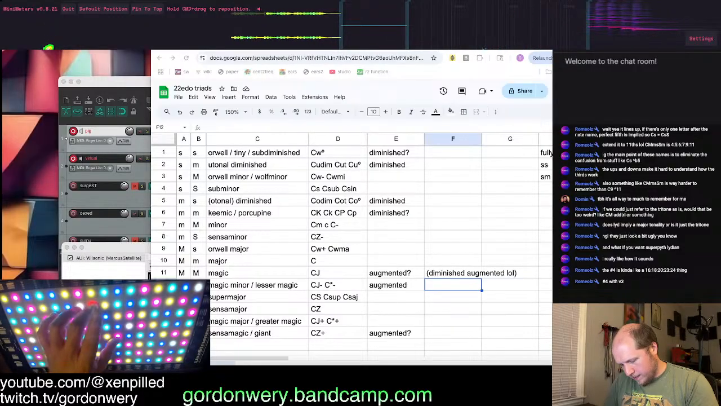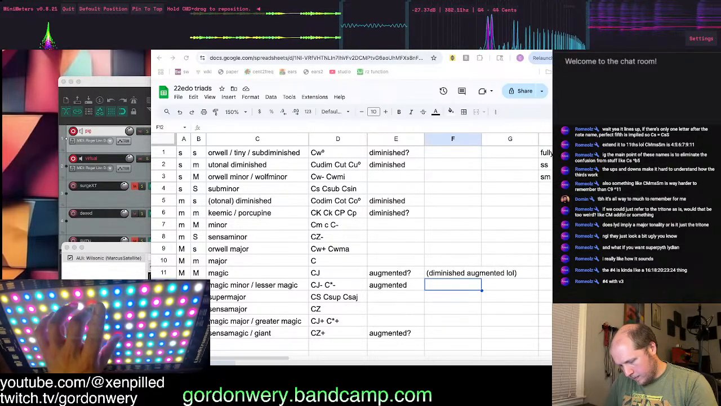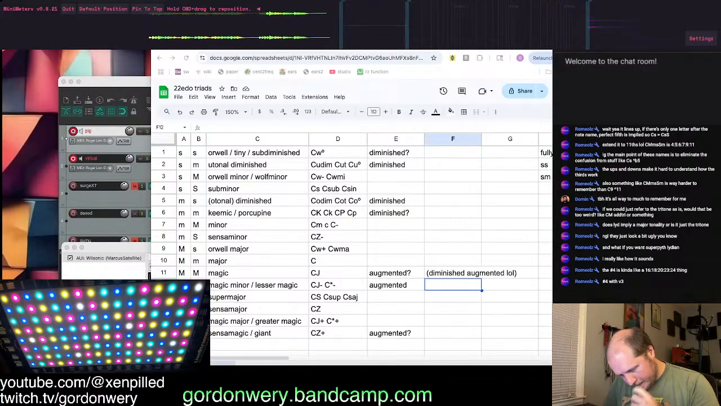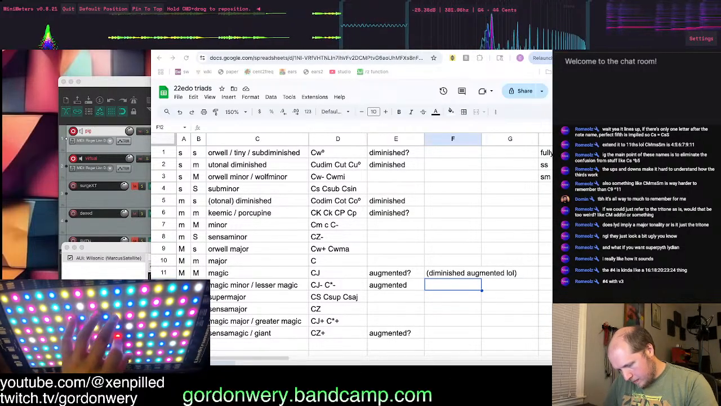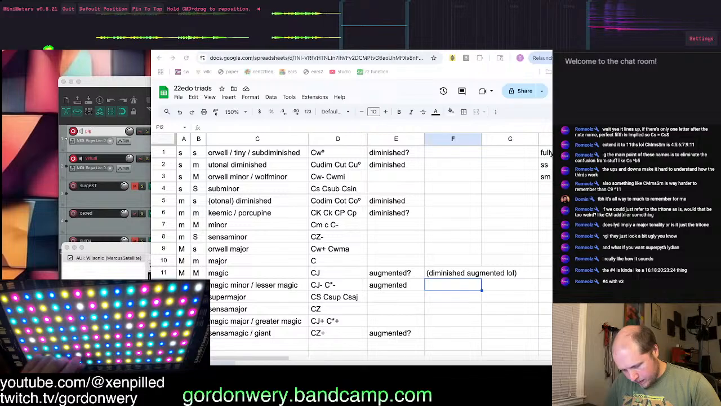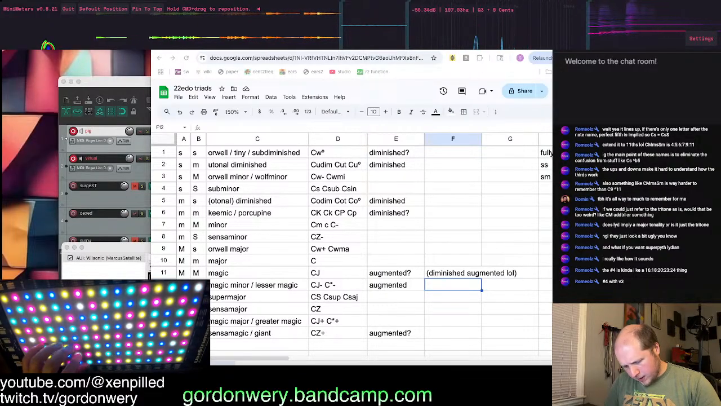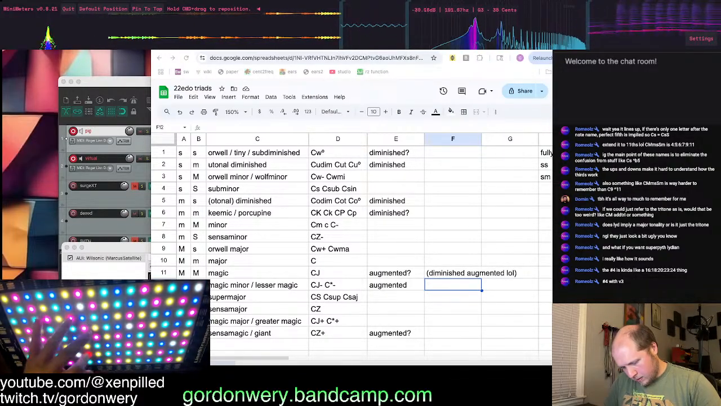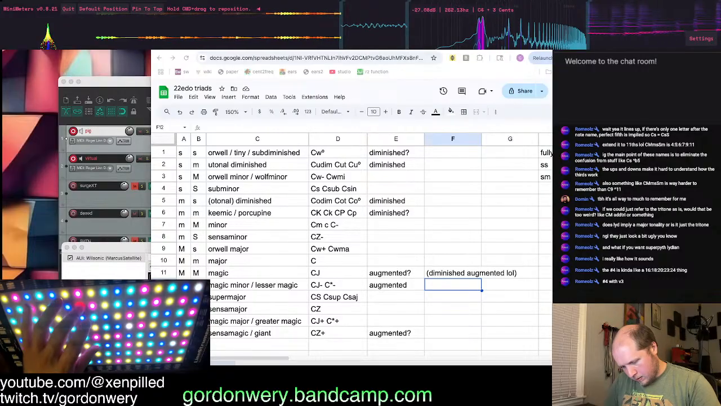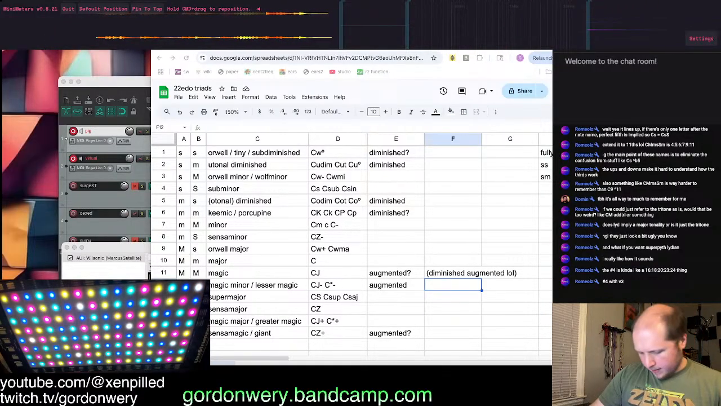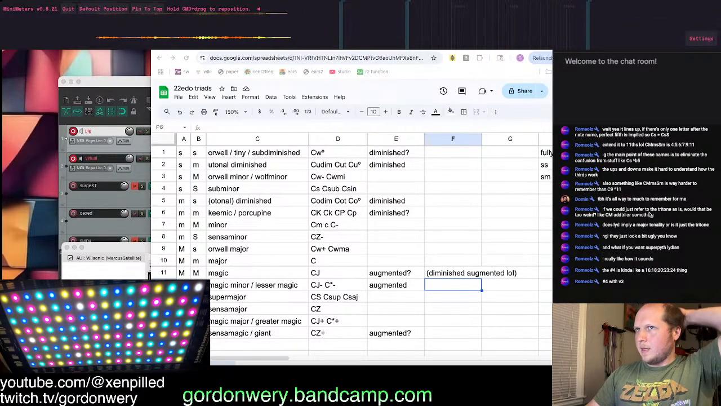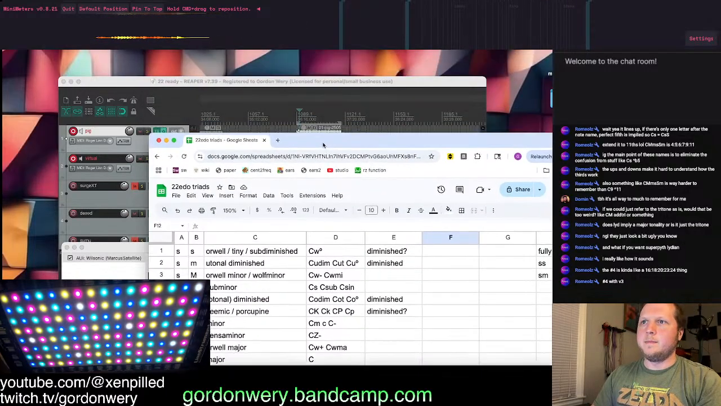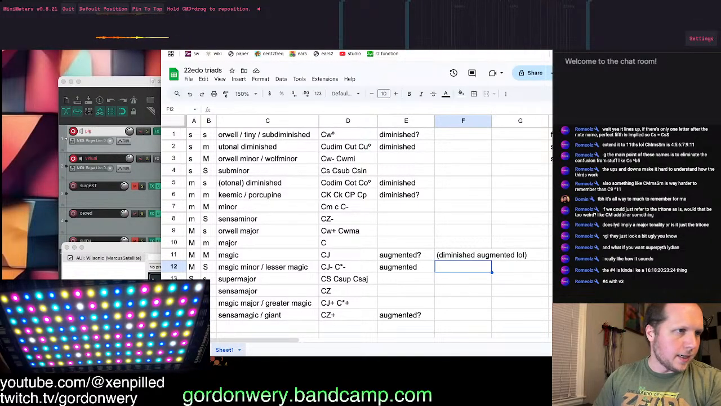This also gets kind of an augmented second quality. It's a sub minor third, so that's why. So you'd have that augmented, I don't know if that's an augmented second, but you'd have that stretchy second.